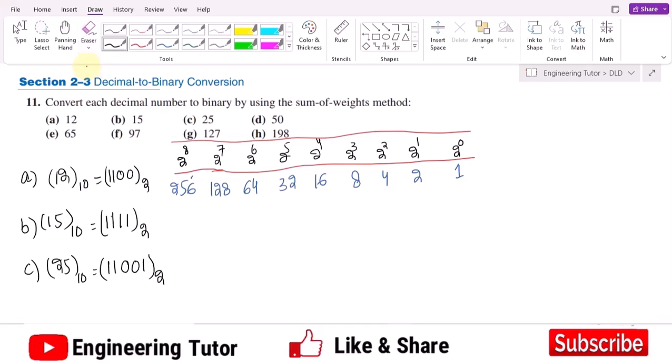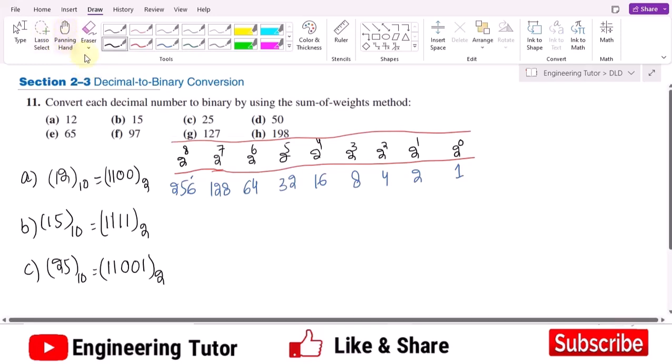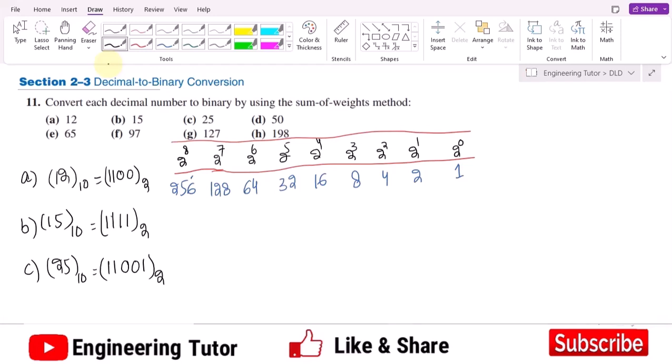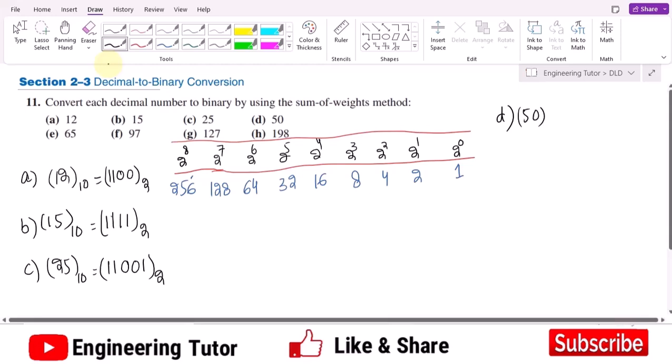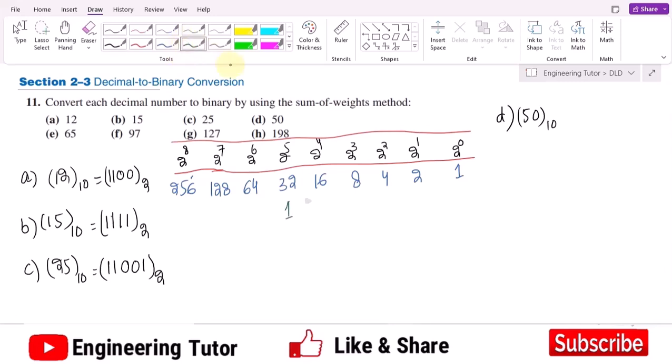So I think you have got the concept of how we can convert any decimal number into binary by using the sum of weights method. Similarly, if I have another number here, let me use this d, and that is 50 in decimal. So what is the highest possible number here? That is now 32. How much is left now?